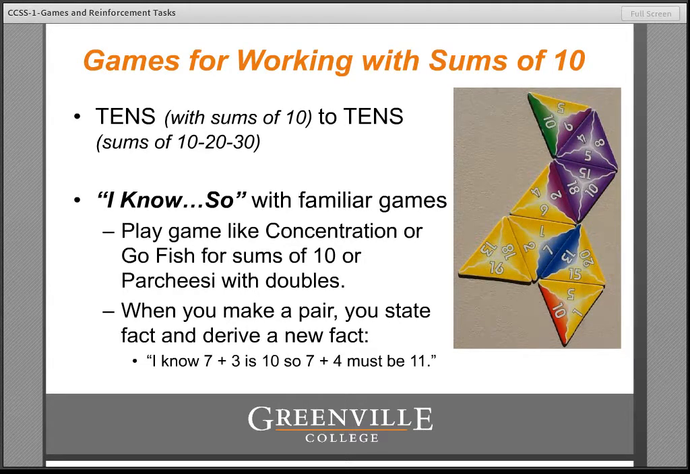Basically what that means is that every time they get a combination of 10, like if they're playing Go Fish, they put their partner cards down when they say, okay, I've got a partner. They put it down and they say out loud to their partner, I know 4 and 6 makes 10. So, and then they have to produce another fact, which could be, so 3 and 6 must make 9, or it could be, so 5 and 6 must make 11. So they have to work from their familiar fact and say, because I know this, I can also tell this. So all of these require some modeling initially, but after that they get the students really comfortable with how to use their fact knowledge to construct new facts.